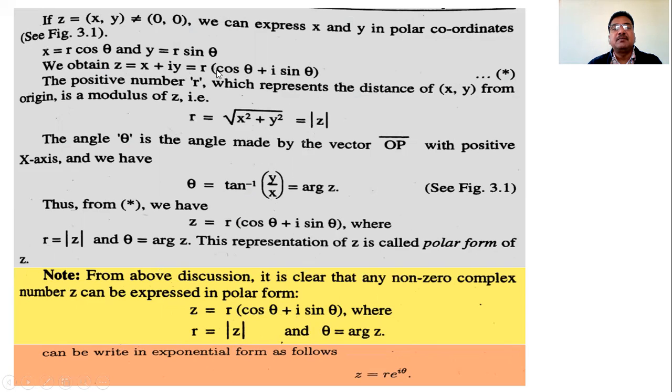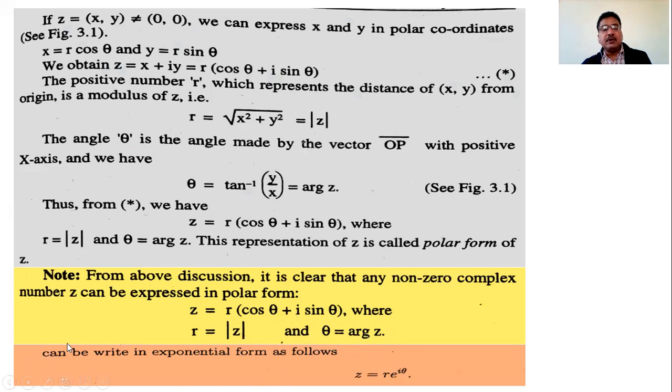If r is the modulus of that number and theta is its principal argument, then z in this form is called the polar form of z. So it is clear from the above discussion that the polar form of the complex number is z = r(cos theta + i sin theta), where r is the modulus of z and theta is the argument of z.